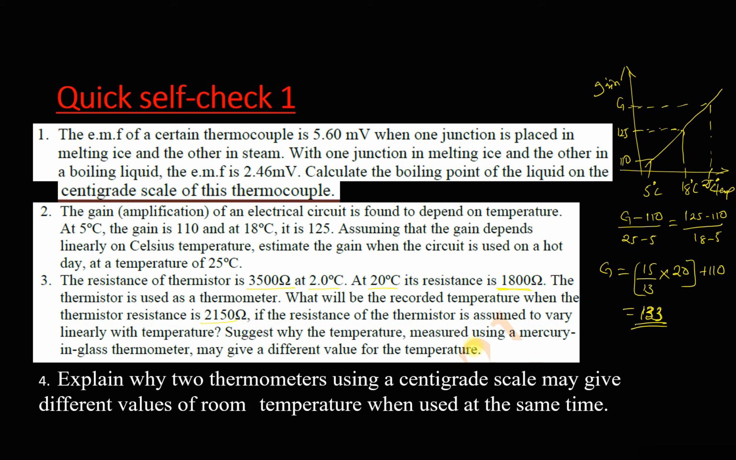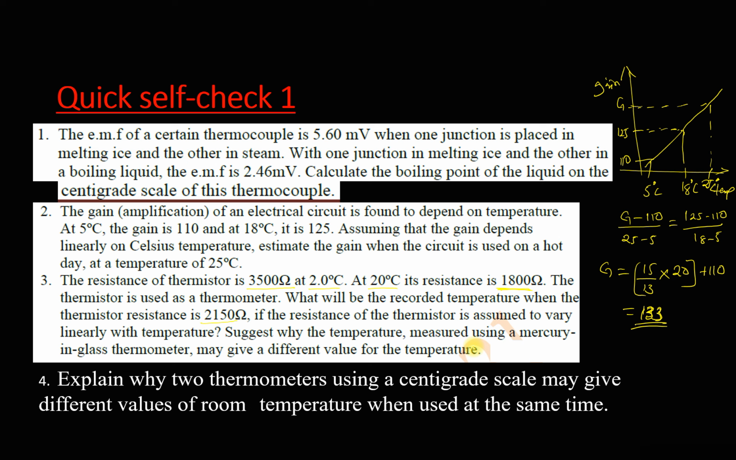value of temperature. In the first place, the variation of resistance of a thermistor with the temperature is not the same as the variation of length of a liquid column in a Maclean glass with the temperature. In fact, they don't vary perfectly linearly. The variation of the resistance of a thermistor with the temperature is not linear at all.